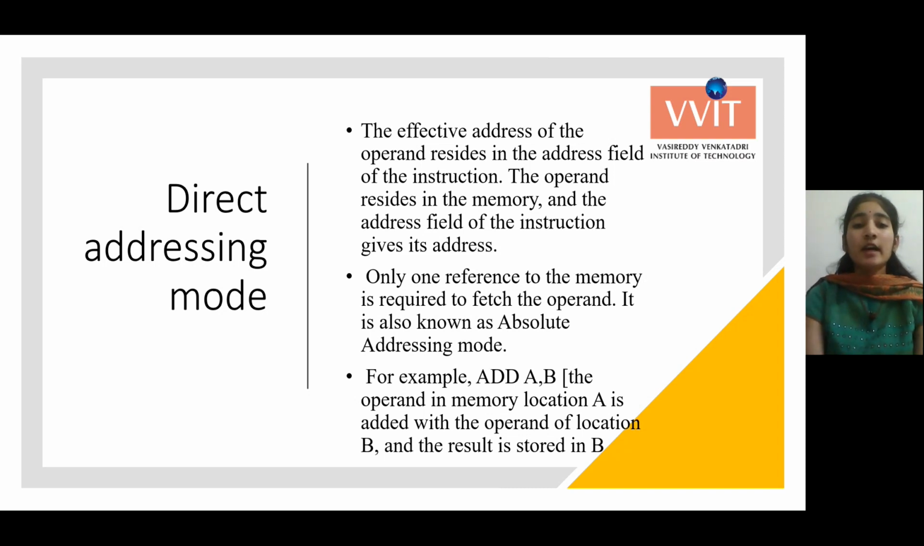In direct addressing mode, the operand resides in memory and the address field of the instruction gives its address. Only one reference to the memory is required to fetch the operand. It is also known as absolute addressing mode. Means directly we go to the memory and fetch the data. For example, add A comma B. The operand in memory location A is added with the operand of location B, and the result is stored in B again.